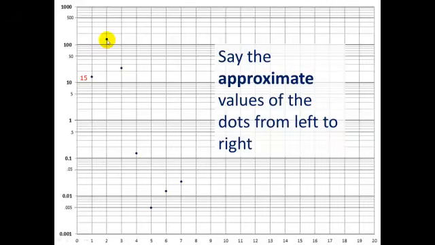How about this one? 150. And this one? 25. What about this one? 0.15, because it's between 0.1 and 0.2, so halfway between is 0.15. How about this one? Well, that one's labeled for you, 0.005. Here, 0.015, because it's between 0.01 and 0.02. How about the next one? 0.025 is the answer.